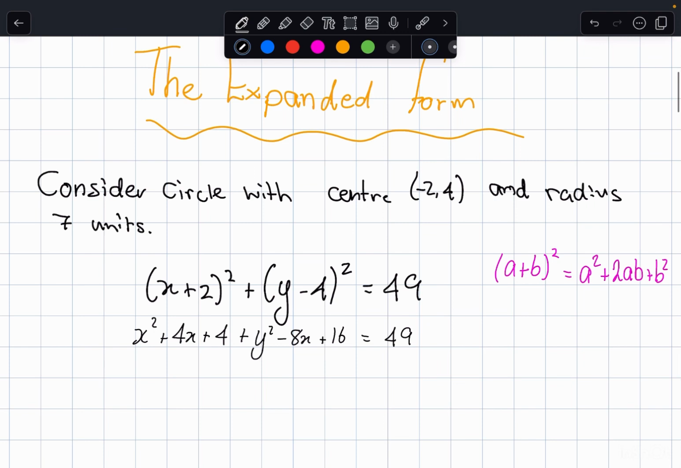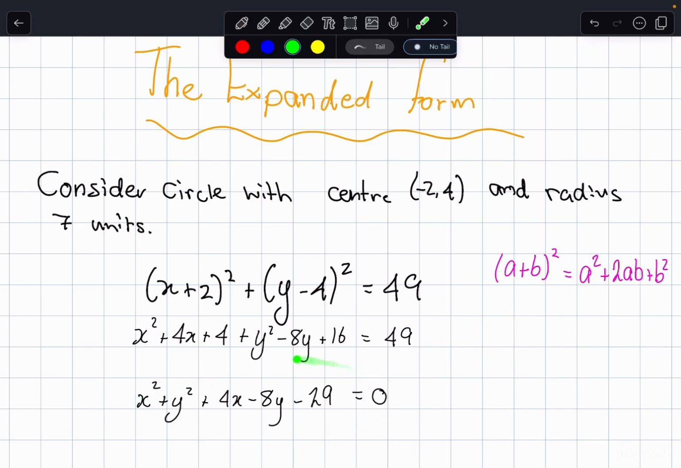Now we want everything on the left hand side and we want to write it in highest powers to lowest powers. So we want to write x squared first, then y squared, then we write the x term, and I've just realized I made a mistake. That 8x should be 8y. So be careful with that. So I've got 4x here, minus 8y, and then I've got 4 plus 16 is 20, but minus 49, I've got negative 29, which equals 0. So this here is the expanded form of my circle.